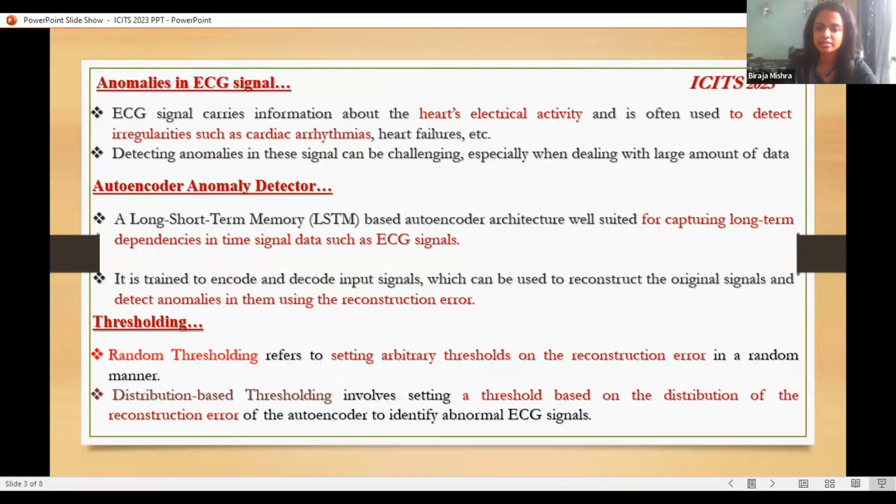Using the reconstruction error that is generated from the original signal and the reconstructed signal, we can set different thresholds which can be used for the anomaly detection process. There are different thresholding methods. One is random thresholding, which refers to setting an arbitrary threshold on the reconstruction error in a random manner. And the other is distribution-based thresholding, in which we set a threshold based on the distribution of the reconstruction error to identify the anomaly.